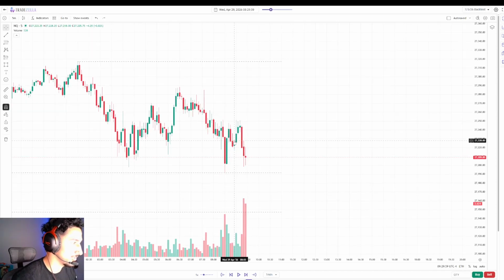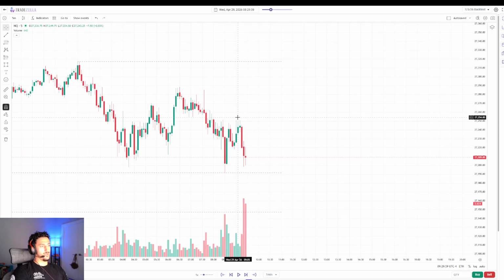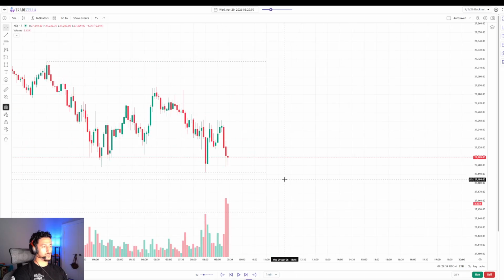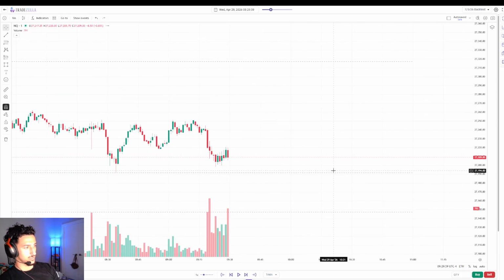Got this break of structure here, inversion here, bearish up here. Do have highs up here. We've got these lows right here. Let's check out this open.